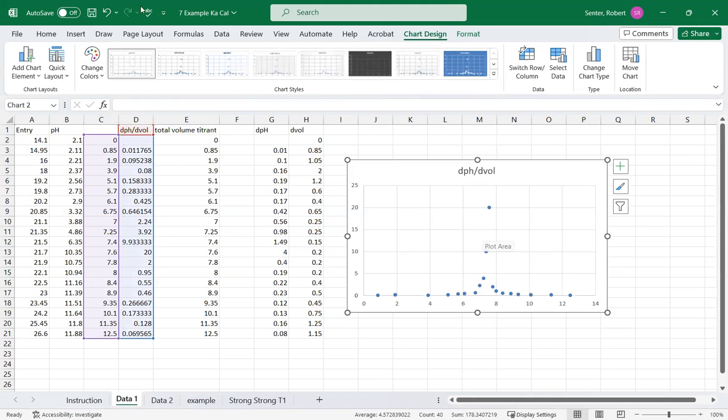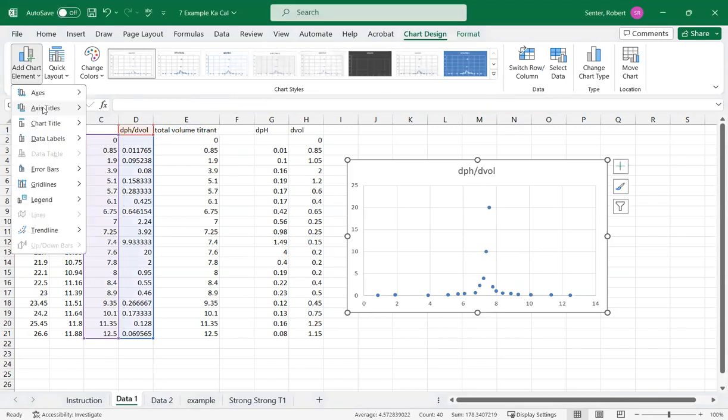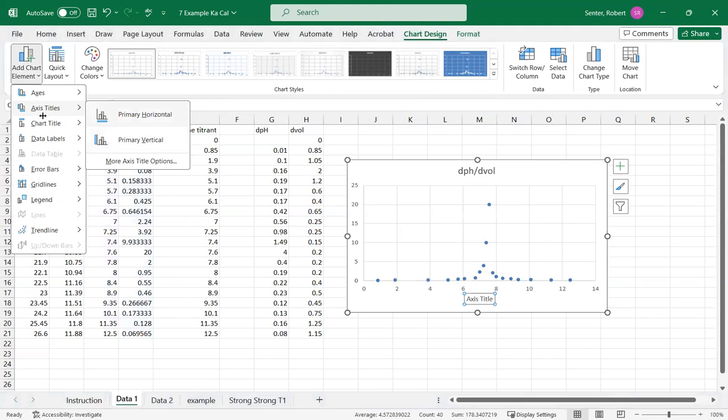So now that we have this, then you'll want to make it proper. So the zoom things in here. Oh no, that one. Add chart element. I want axis labels, all those kinds of things. All right.